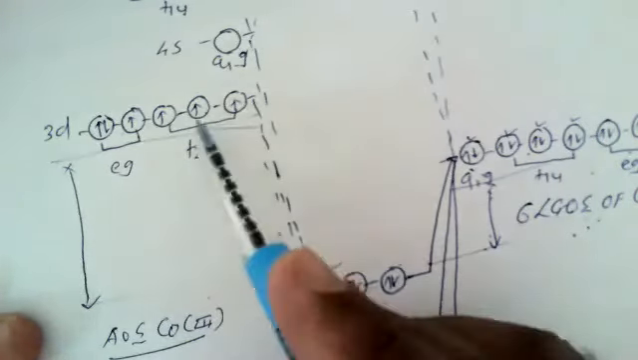Now again show the T2G group of orbitals. They simply transfer to the molecular system and they remain non-bonding.